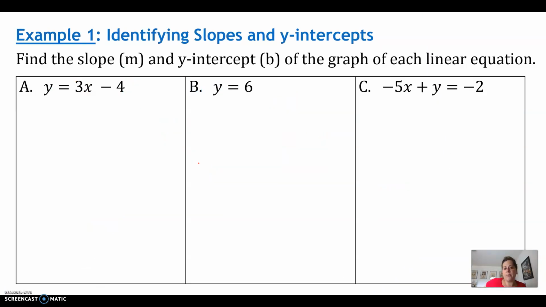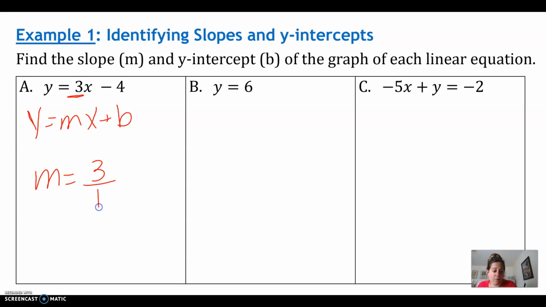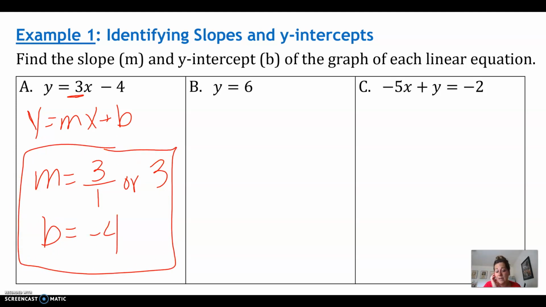In this example, I want you to identify slopes and y-intercepts. It must be in the form y equals mx plus b. So if we write y equals mx plus b, m is your slope, and that could just be 3 over 1, or just 3. And then your b is -4. Like I said, it doesn't always have to be positive, it can be negative. Very easy.